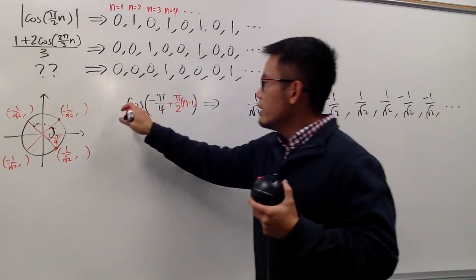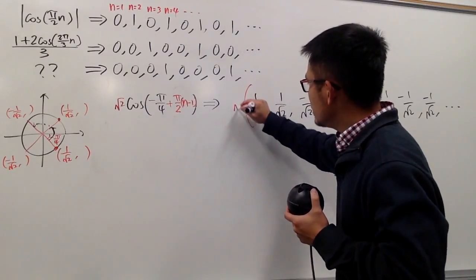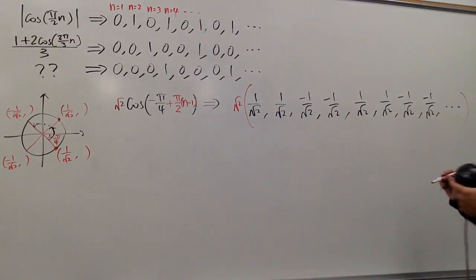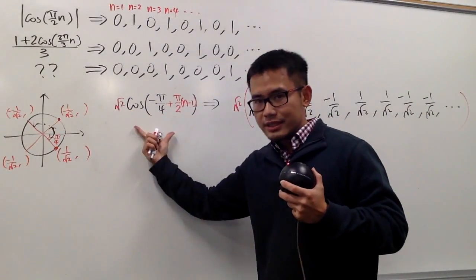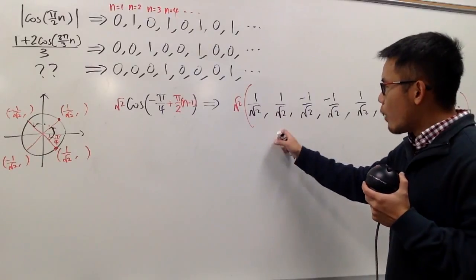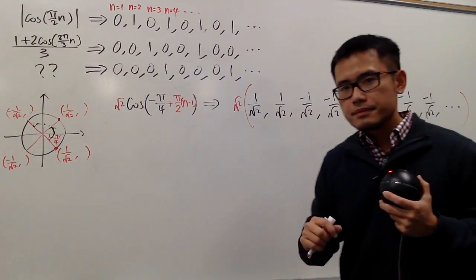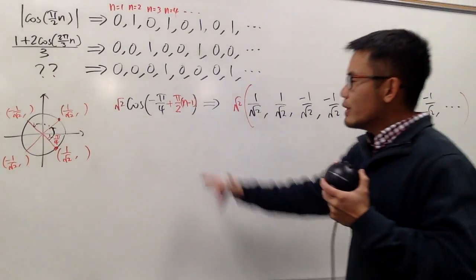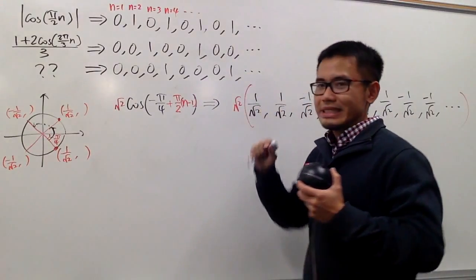Therefore, why don't we multiply this formula by square root of 2 so that we multiply every term by square root of 2, like this, right? So when you do this times this, you just get 1, 1, negative 1, negative 1, 1, 1, negative 1, and so on, all right? Now, I want to end up with this, though: 0, 0, 0, 1, 0, 0, 0, 1.